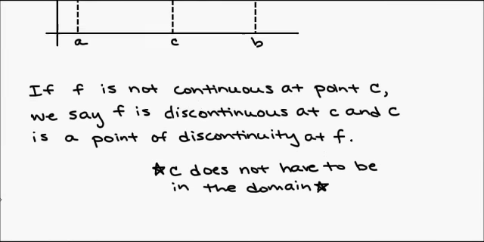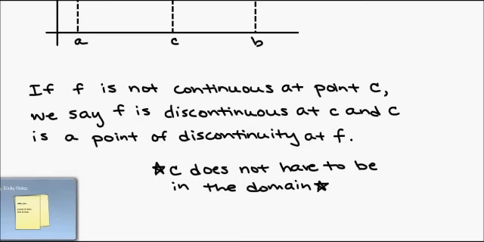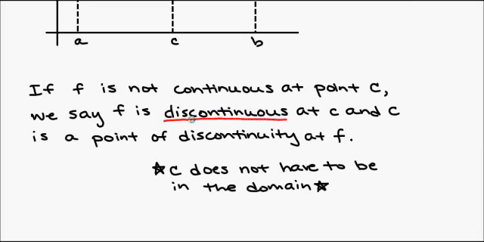If f is not continuous at point C, we say f is discontinuous. So dis is not: discontinuous, not continuous at C, and C is a point of discontinuity of f. Please note that C does not have to be in the domain for this to happen. Obviously, if the function is not defined at a point, then it is discontinuous at that point.